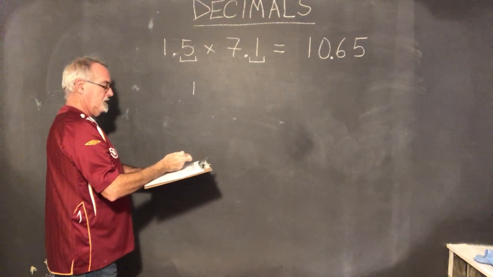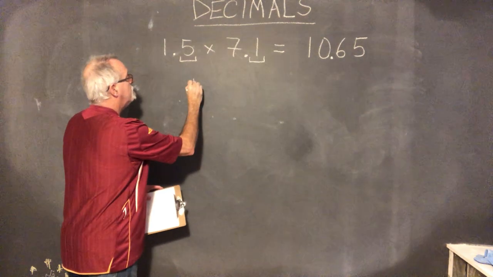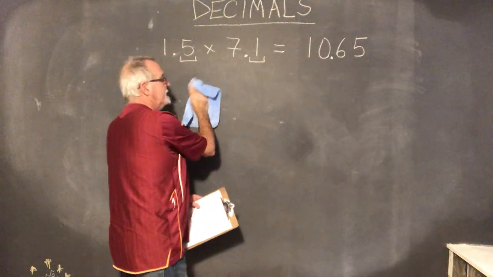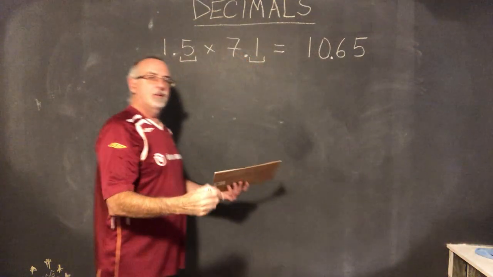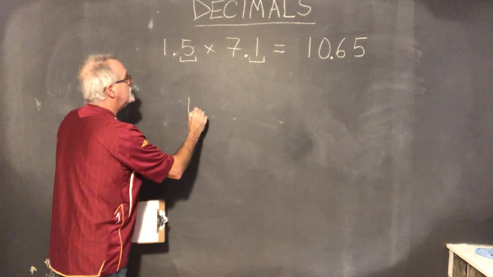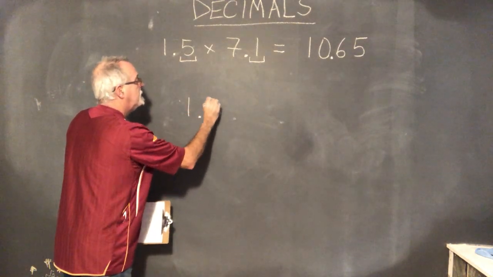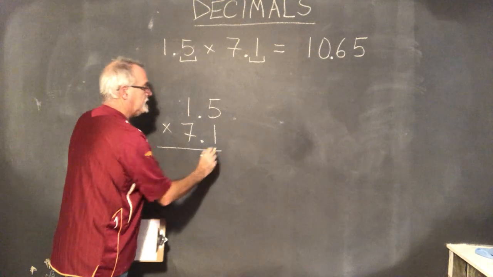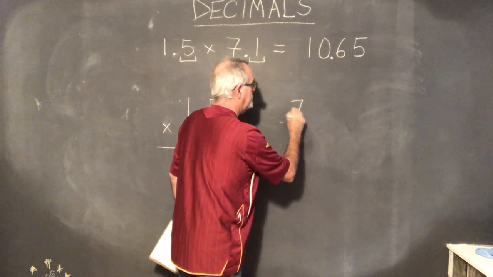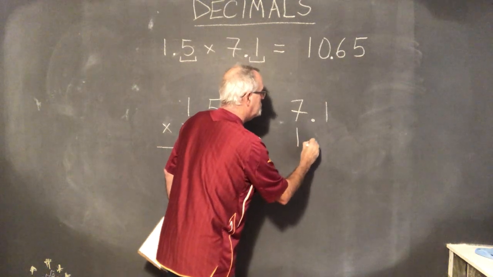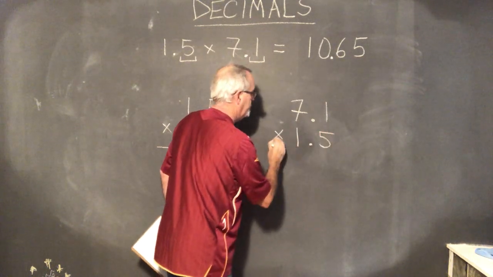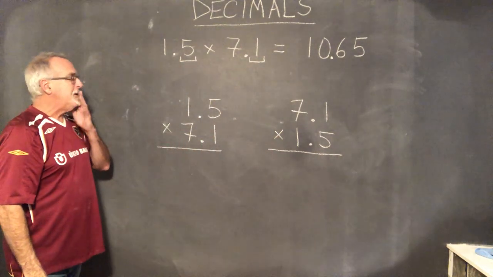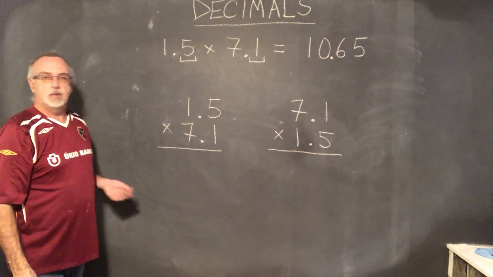1.5, need more chalk. 1.5, I want this bigger, and I also need to remember not only to write the digits larger, I need to leave more space above them, because of the times that I have to do carrying. So 1.5 times 7.1, which of course could have been written as 7.1 times 1.5. Remember, we always have that choice. So since we have a choice, we'll do the one we prefer. And I just prefer to do it both ways this time because I feel like it.